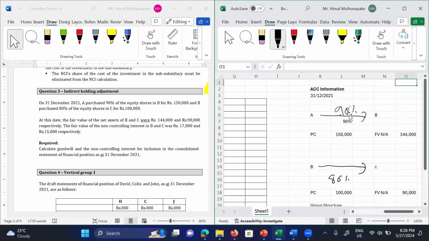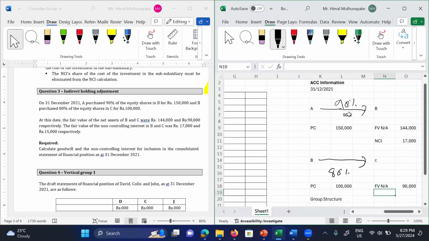So that is why I'm following a proper format. Now I'm having all the information, and the NCI also we need to write. NCI 17,000 and the 15,000. NCI 15,000.